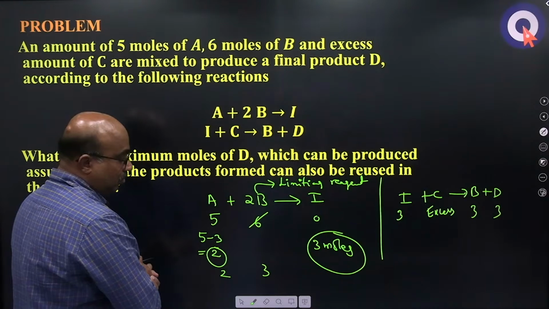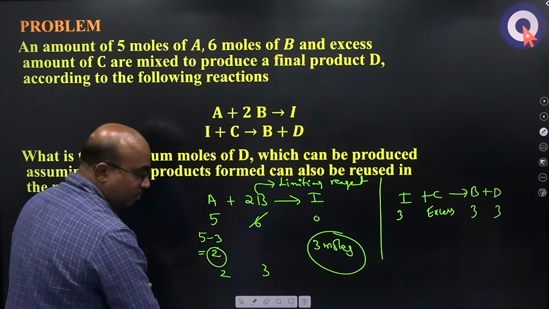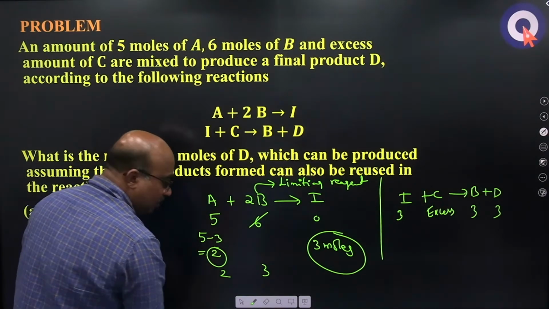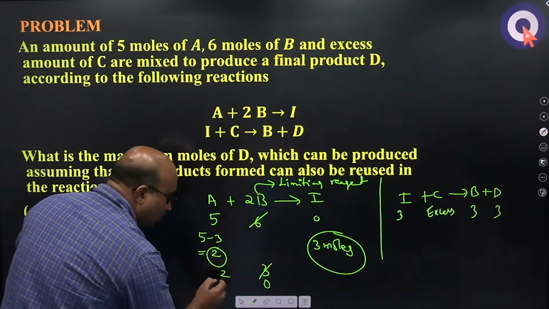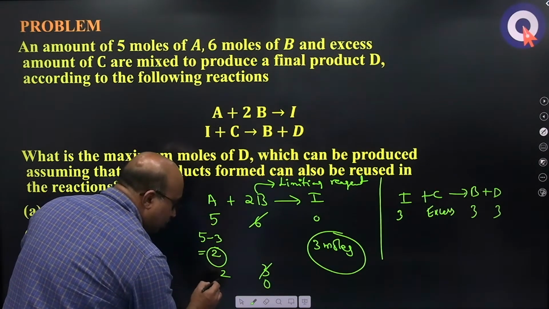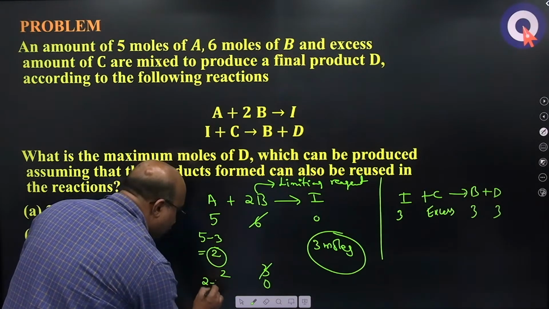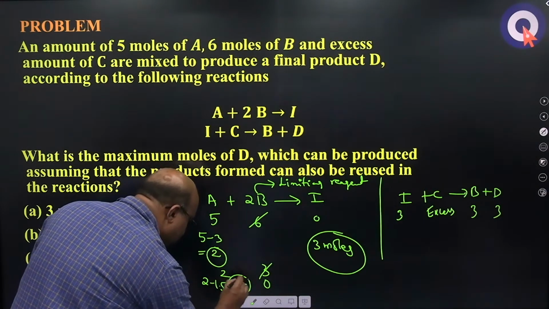So for these 2 moles, how much of this is required? Again 4, but we have only 3. So this 3 is consumed completely. So how much of this reacts? 3 by 2, that is 1.5. So 2 minus 1.5, so 0.5 of A will be left now.